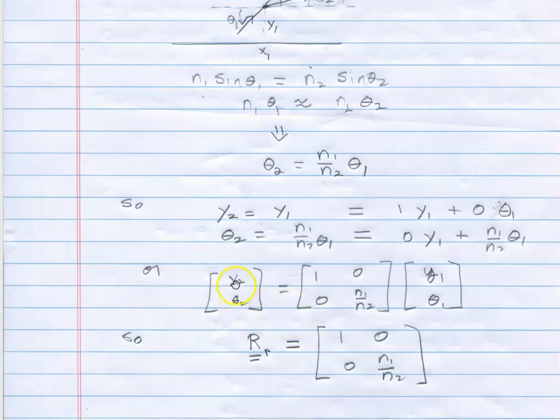From there, just read off the matrix of coefficients: 1, 0, 0, n1 over n2. And we've got the transformation matrix that represents the refraction at a planar interface. Remember, n1 is what's on the entry side, and n2 is the corresponding index of refraction on the exit side.